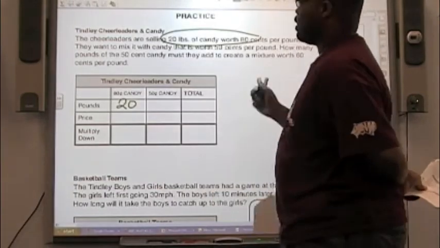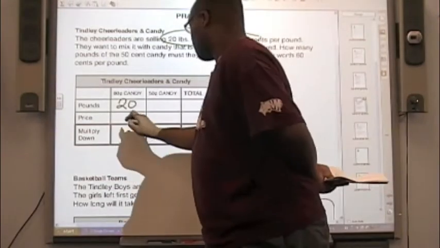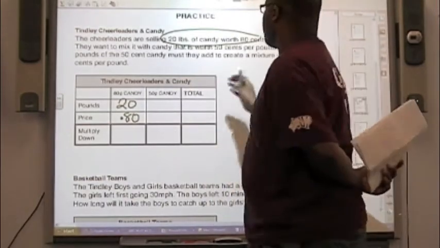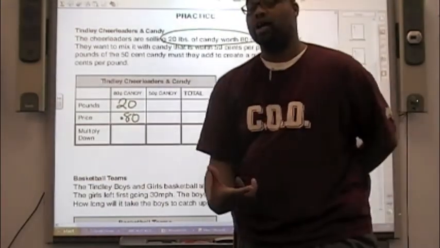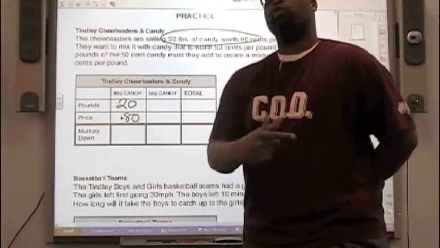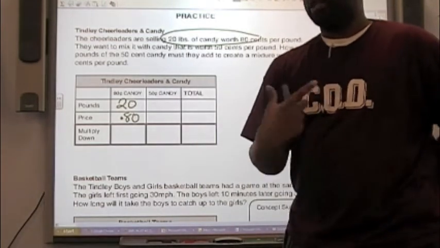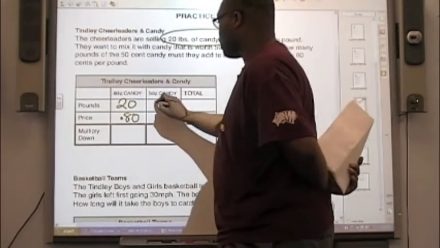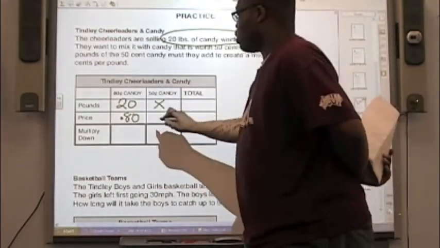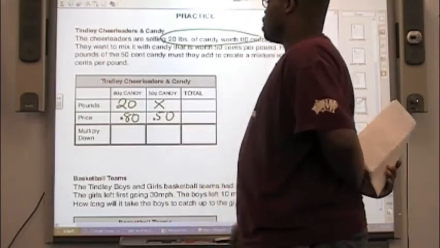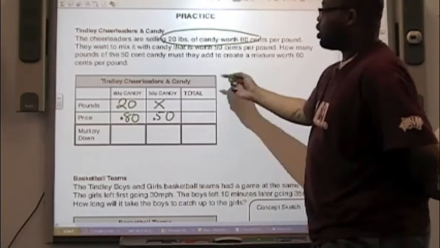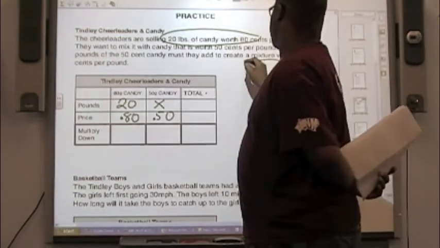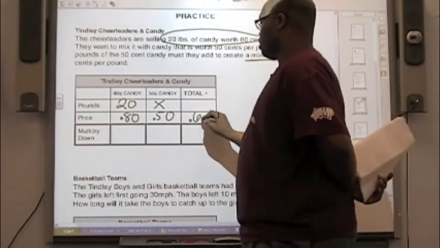We also know that the 80 cents candy has a price of 80 cents. Another thing we know is the 50 cents candy, we don't know how many pounds of it there are because we want to add a certain number which we don't know. So in algebra, when we don't know something, we use a variable to represent the unknown. And so there we go. And then we know the cost is 50 cents. Another thing we know is that the mixture cost is supposed to be 60 cents. The mixture needs to be worth 60 cents.